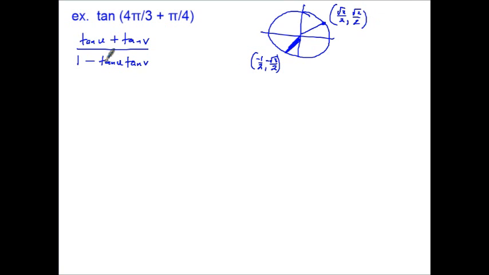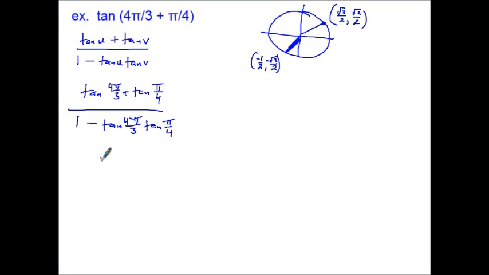Okay, so the tangent of 4 pi over 3 plus tangent pi over 4, and that's going to be all over 1 minus tangent, again, the same exact two angles, 4 pi over 3 and pi over 4. Now this does get a little bit messy because we're going to end up having fractions inside of fractions here, or at least potentially.